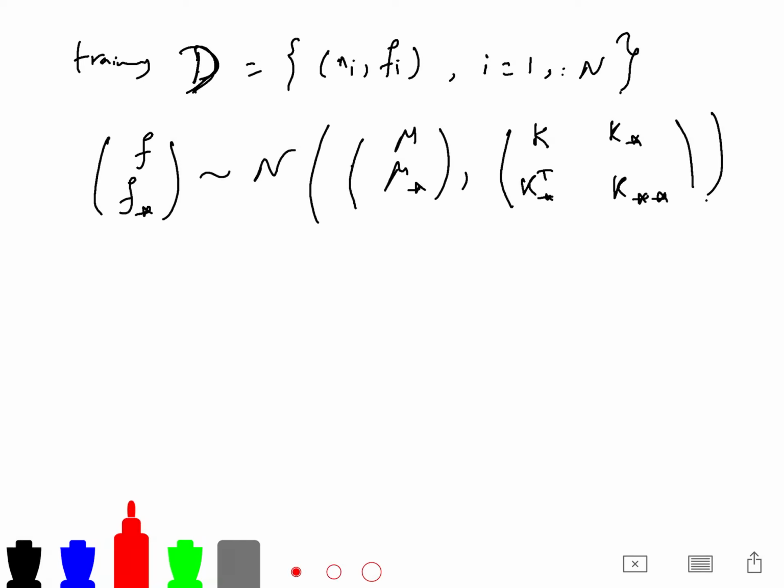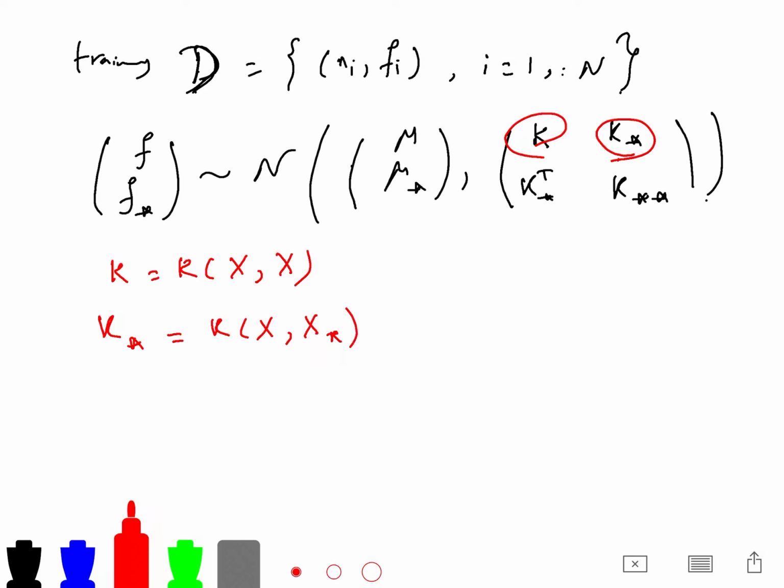And K is just k of x and x. K star here is just k of x and x star. And K star star, this guy, is just k of x star and x star.